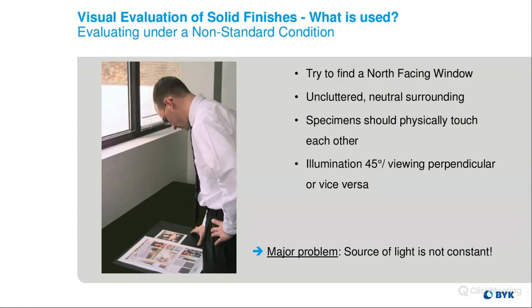So either the light source is coming in from 45 degrees and you're looking directly overhead, which is what's happening in this picture here, or the light source comes in from overhead and you look at it from 45 degrees. So both are correct. The only issue with this type of setup is that the source of light isn't consistent, right? So depending on the weather, depending on the time of day, you could have differences in that light source. So it's not completely defined.